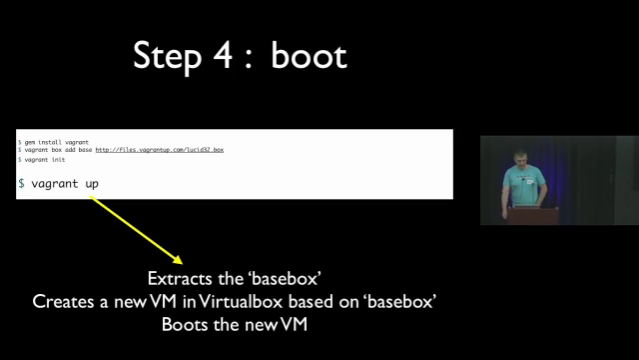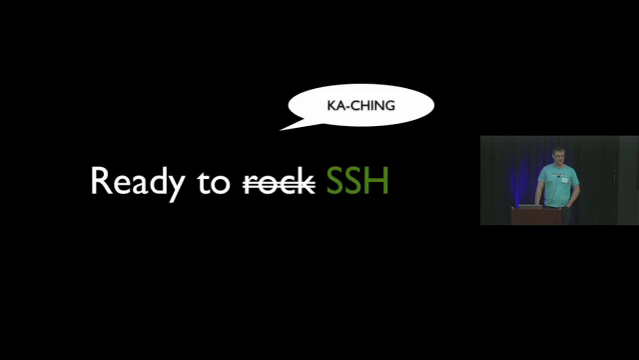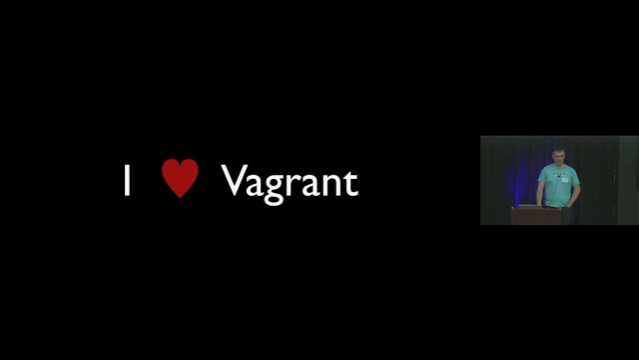So when you say vagrant up, it extracts the AMI and creates a VirtualBox instance from that base box image, and it boots the VM. And you know what? You're ready. So this is 4 steps to get an Ubuntu machine going in a development environment, ready to SSH in. So you see why I love Vagrant?